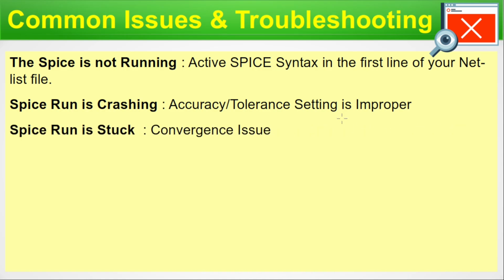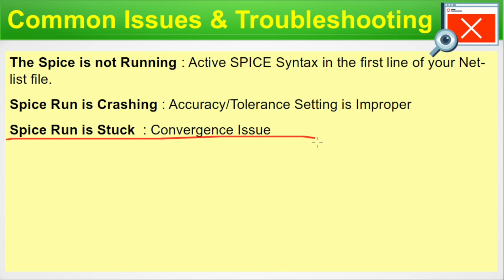Next is the SPICE run is stuck. That is the convergence issue. Convergence issue comes from the numerical simulation, say, just as an example, Newton-Raphson or bisection. They start with some point, they start to progress, and at some point they cannot converge. So that is the convergence issue. Obviously, troubleshoot that. For that we have today's episode: the .option, .NODESET, .IC, all these are there. So we have to tweak them judiciously so that the convergence issue is tackled.